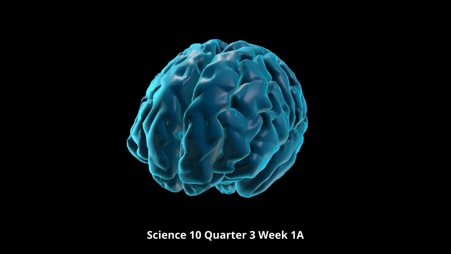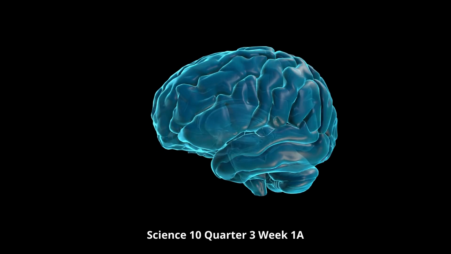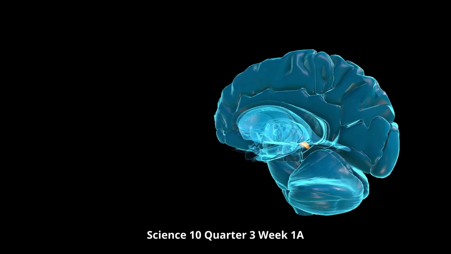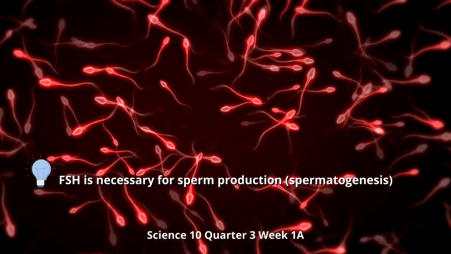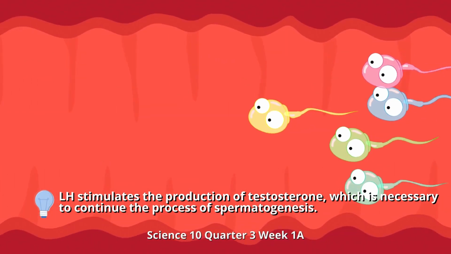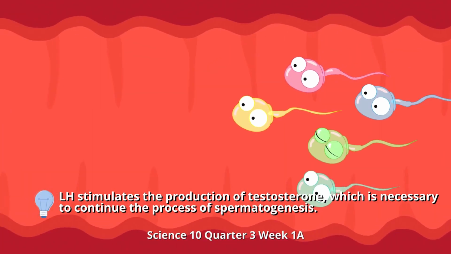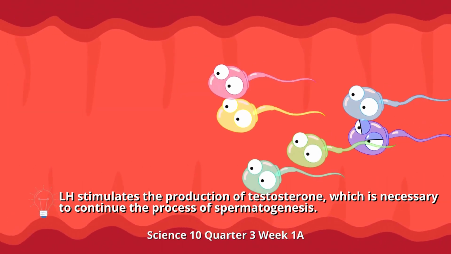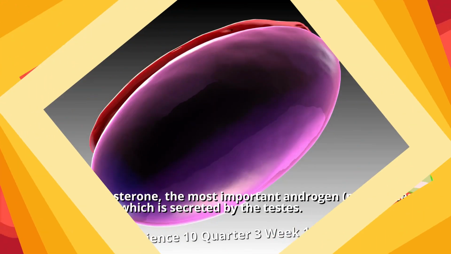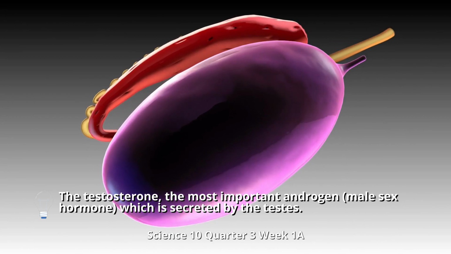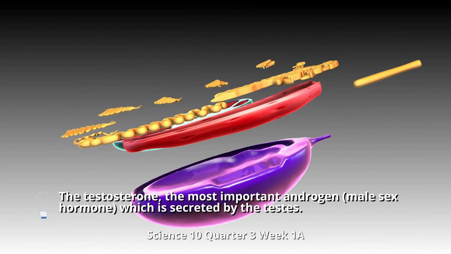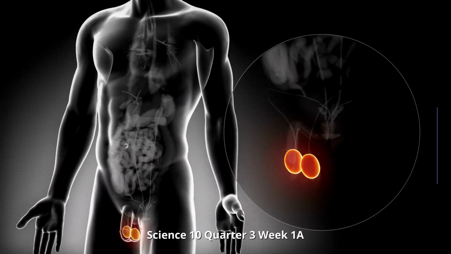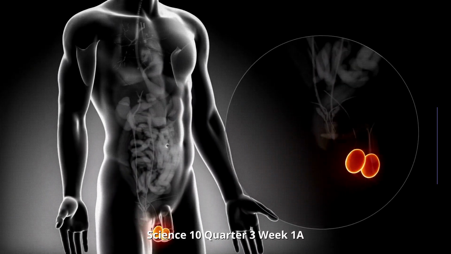FSH and LH are the two important messenger hormones that the pituitary gland makes. FSH is necessary for sperm production, spermatogenesis, and LH stimulates the production of testosterone, which is necessary to continue the process of spermatogenesis. Testosterone is the most important androgen or male sex hormone, which is secreted by the testes. It is secreted by cells that lie between the seminiferous tubules known as the Leydig cells.